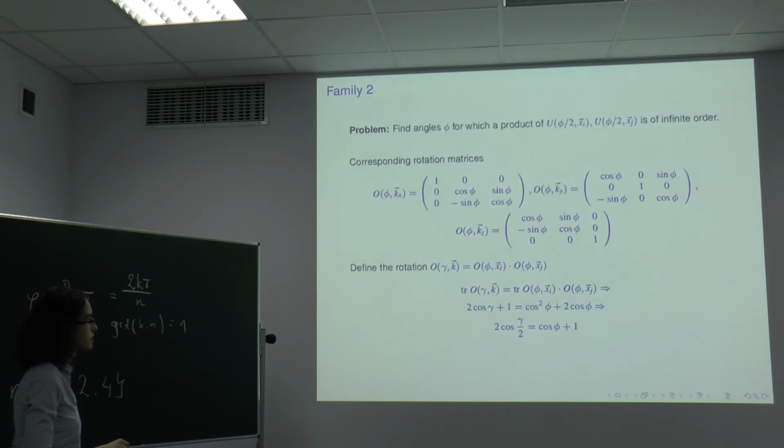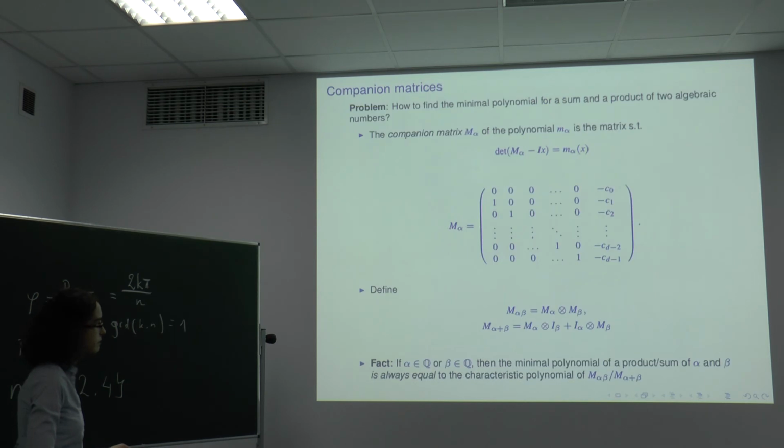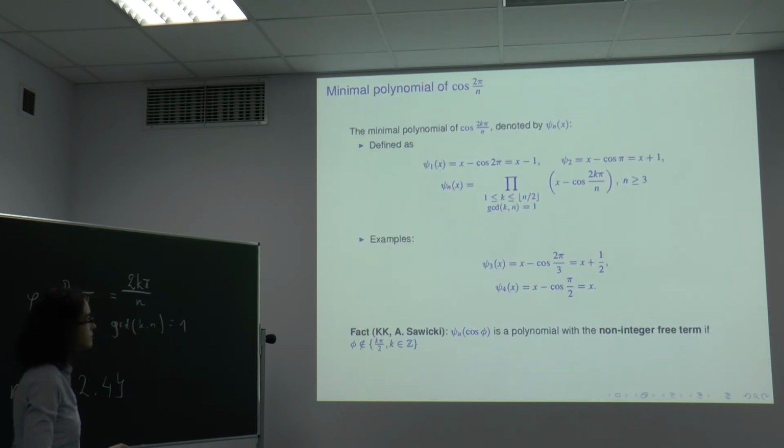So only if the minimal polynomial of this number is an integer minimal polynomial, then the minimal polynomial of this number is integer. But this is true only if phi is of this form. So only if phi is equal to 0, pi, or pi divided by 2.